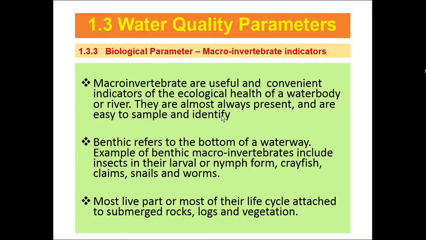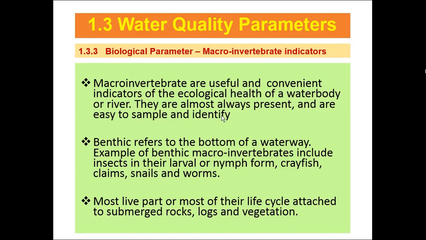For the biological indicator, macroinvertebrates are useful and convenient indicators of the ecological health of a water body or river. They are almost always present and are easy to identify. They live at the bottom of the waterway. Examples include insects in their larva or nymph stage, crayfish, clams, snails and worms. All these will show whether the water quality is in good condition or not.